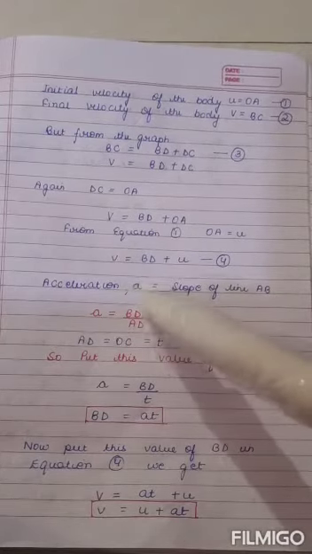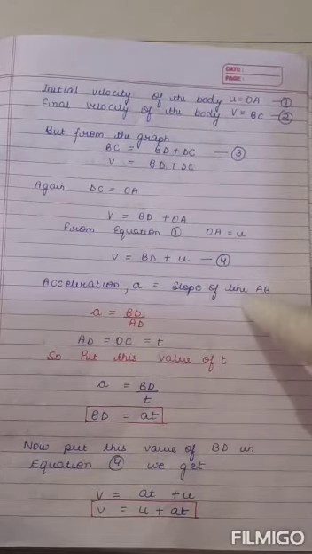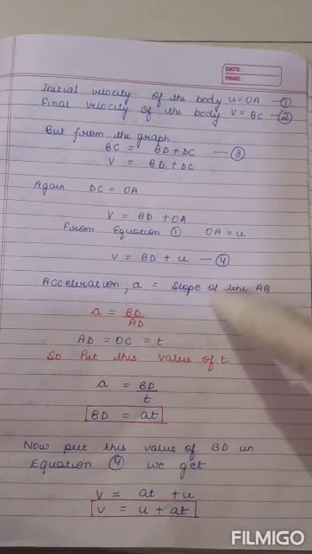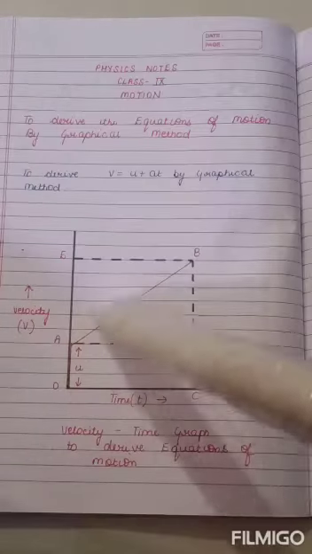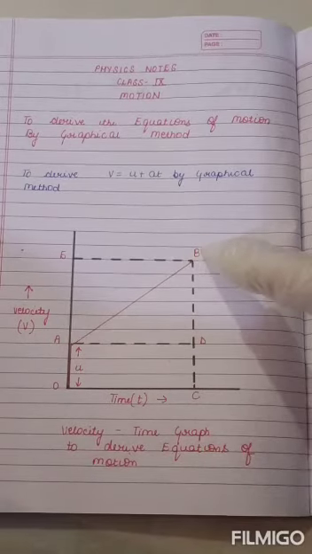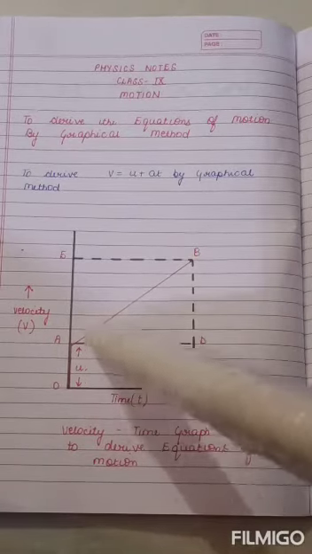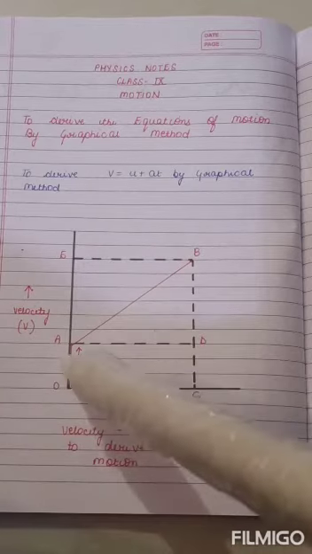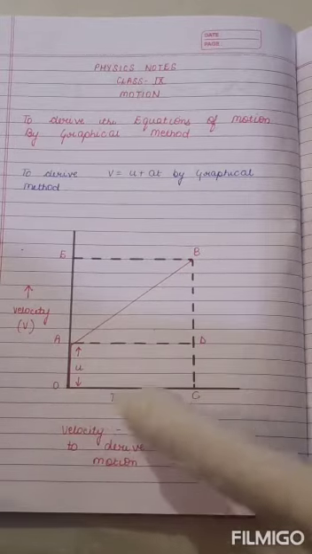Again we know that acceleration is equal to the slope of line AB. Now we will see the graph again. This line AB is representing acceleration, which is made by joining BD upon AD. We know that AD is equal to OC.